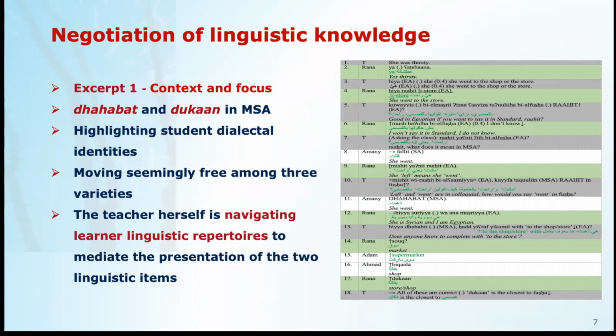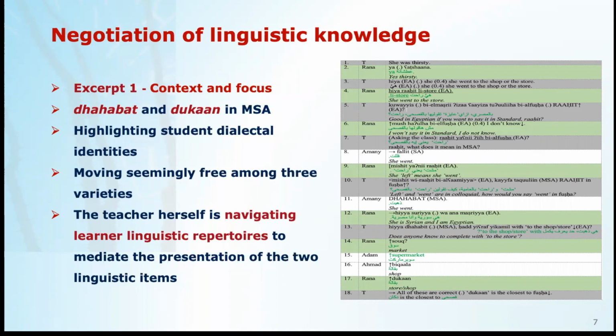What I'm going to present here are interactions between the teacher and the students who speak different dialects. I will read the script first, highlight a couple of things, and then see the roles of translanguaging, or using different dialects and also English, to facilitate the acquisition of linguistic knowledge, whether lexical or grammatical.